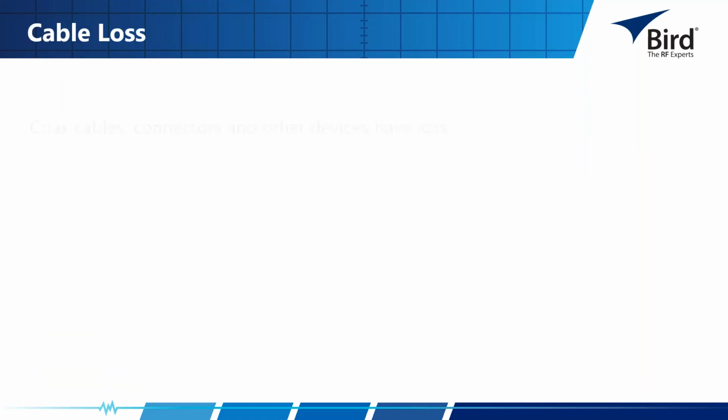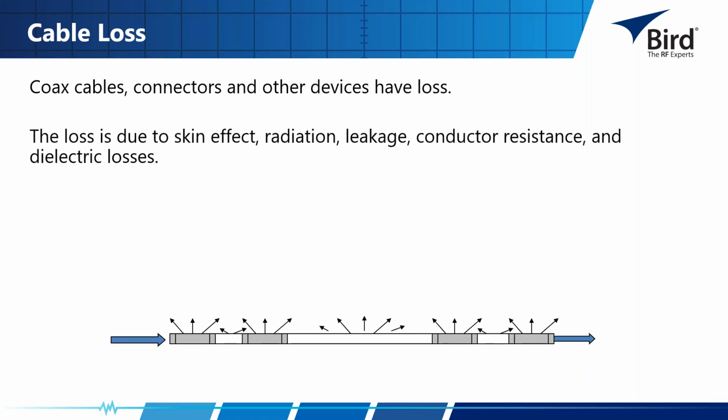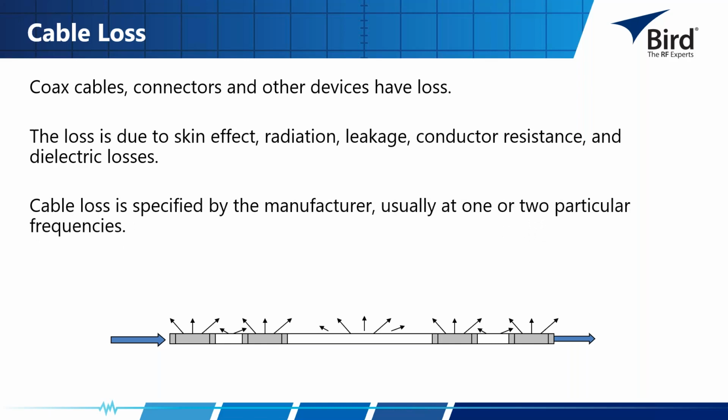Cable loss is another measurement we do. So coax cables, connectors, and other devices have loss. It's due to the skin effect, radiation, leakage, conductor resistance, and dielectric losses in the cable. Cable loss is specified by the manufacturer, usually at 1 or 2 particular frequencies. So whenever you're checking on a cable, make sure you look at the manufacturer specifications for more details.